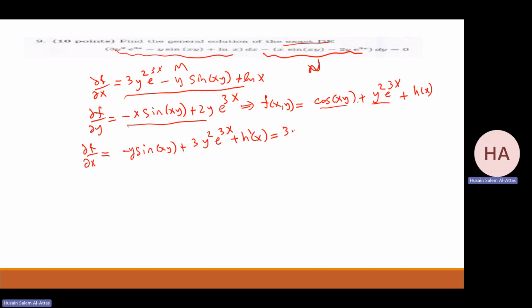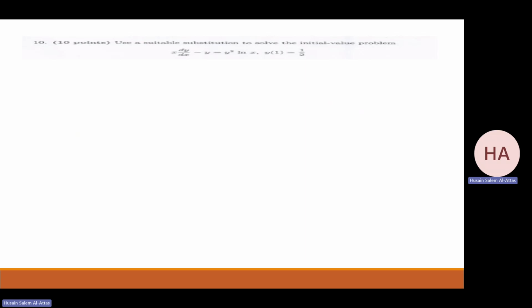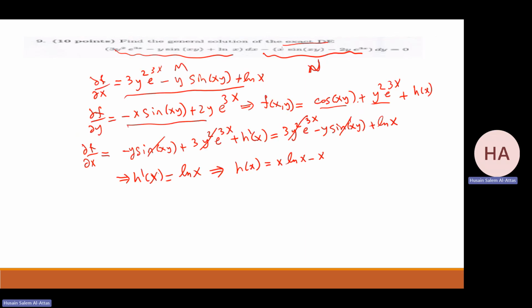That will be this, plus ln x. This cancelled. So we need to find the integral of ln x, which is not difficult. Just integration by parts. H of x, do integration by parts, it will be x ln x minus x. Yeah, you can always check it. That will be 1 minus 1 plus ln x.